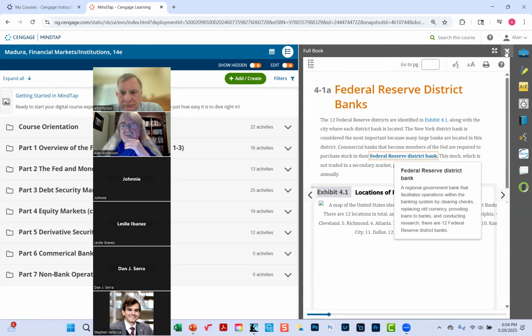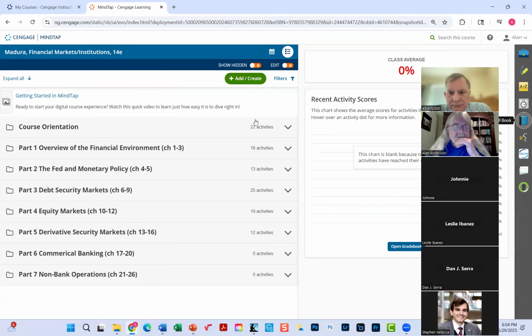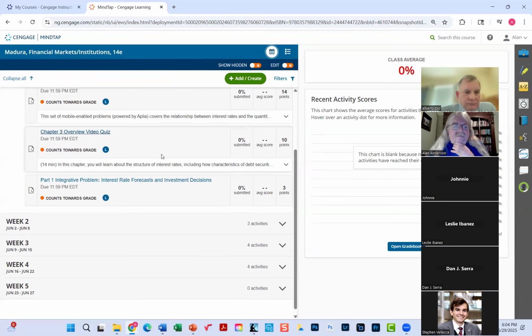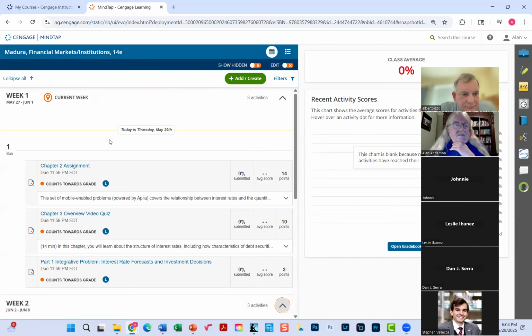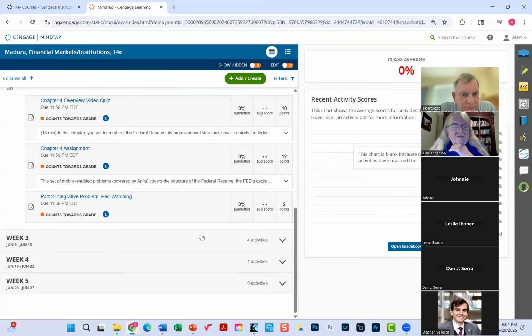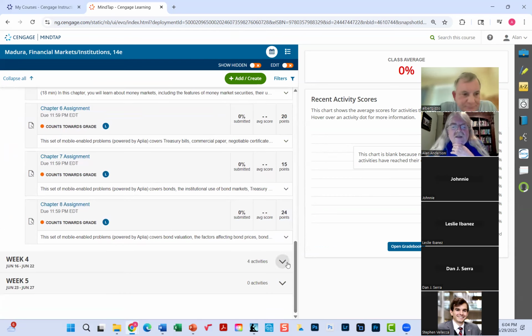But as far as the assignments are concerned, those are over here. Now, here we have to be careful. The best way to see the assignments is to look at this little calendar icon. Okay, so if you do that, you'll notice that there's a bunch of assignments listed here with due dates. And they all have this little red dot, which reminds you that this counts towards the grade.